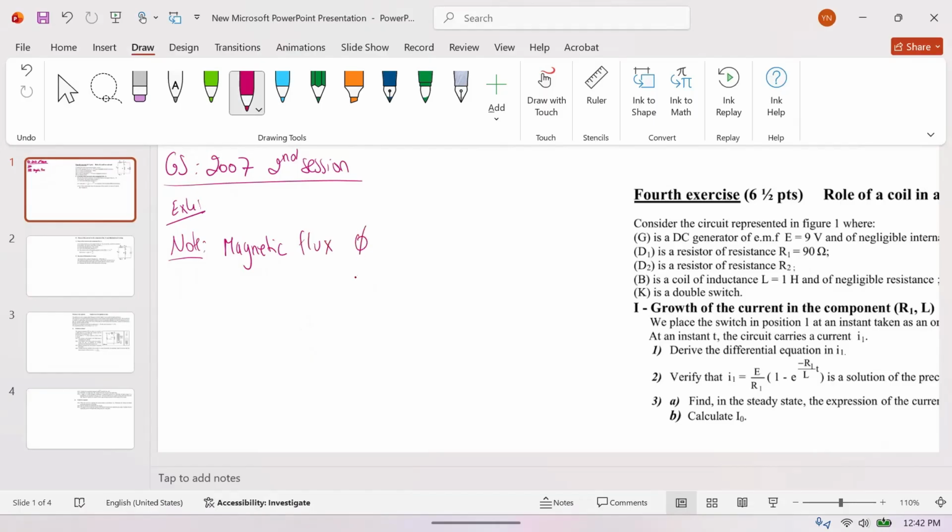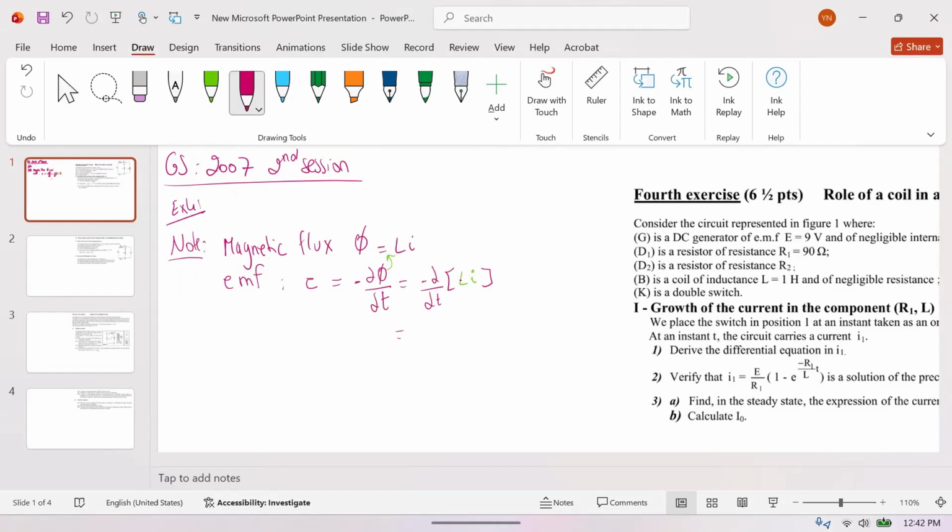Magnetic flux is phi equals Li. And you have to focus on the EMF, which is the electromotive force, or what we used to call in grade 10 voltage or ideal voltage. It is represented by small e, and its formula is minus d flux over dt. And when I say flux, I already mentioned that it's Li. So instead of the flux, I will be putting phi equals Li.